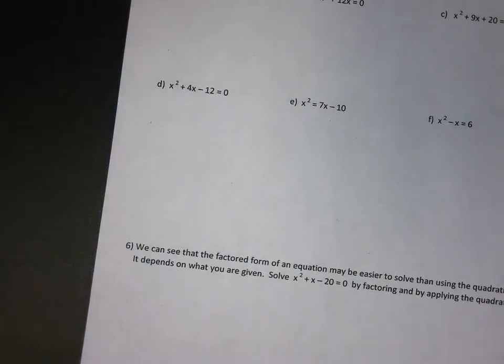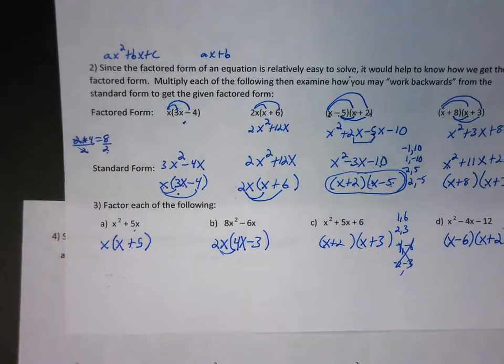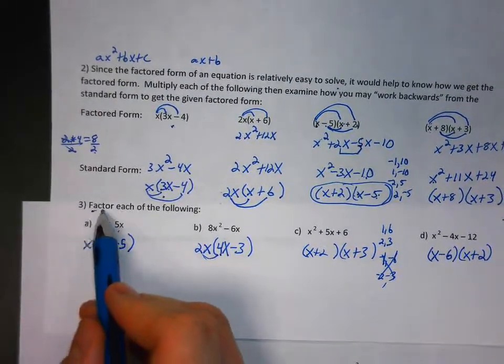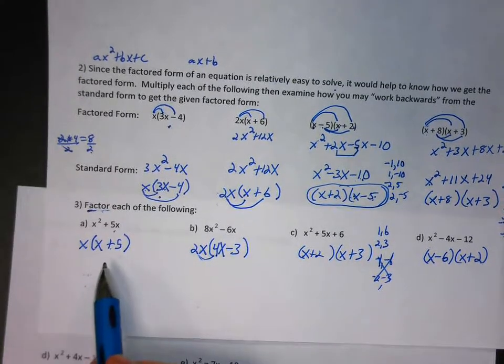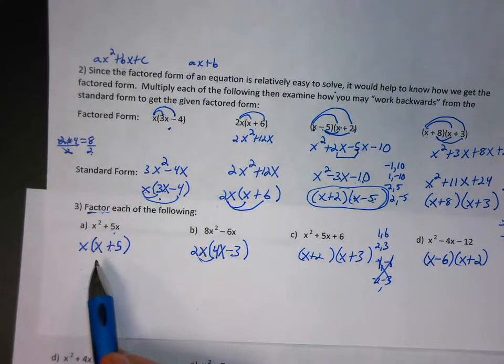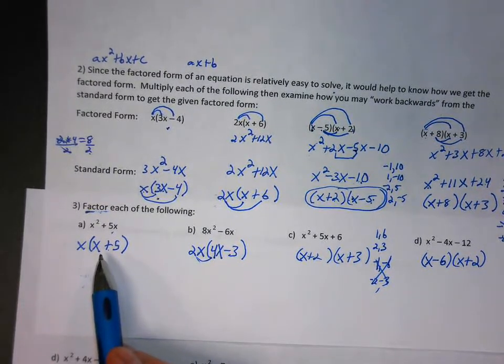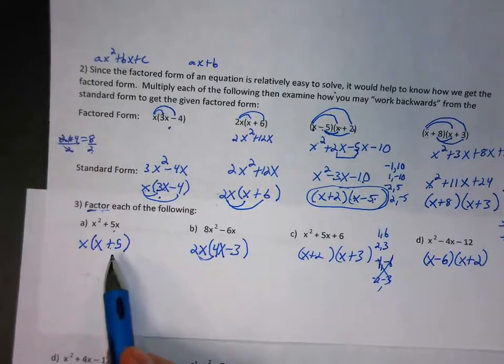Okay, then the second page. Now we're going to solve quadratic equations by factoring. What you'll notice is the only difference now is before, the directions said to factor each. Well, that means you make the parentheses, you write the standard form in its factored form, and you're done. Basically you end once you get the parentheses made.